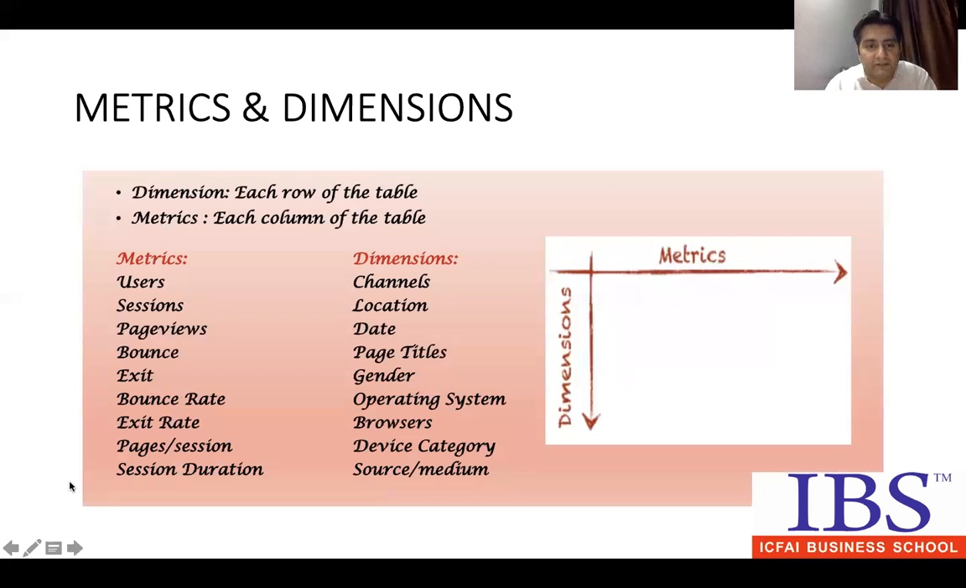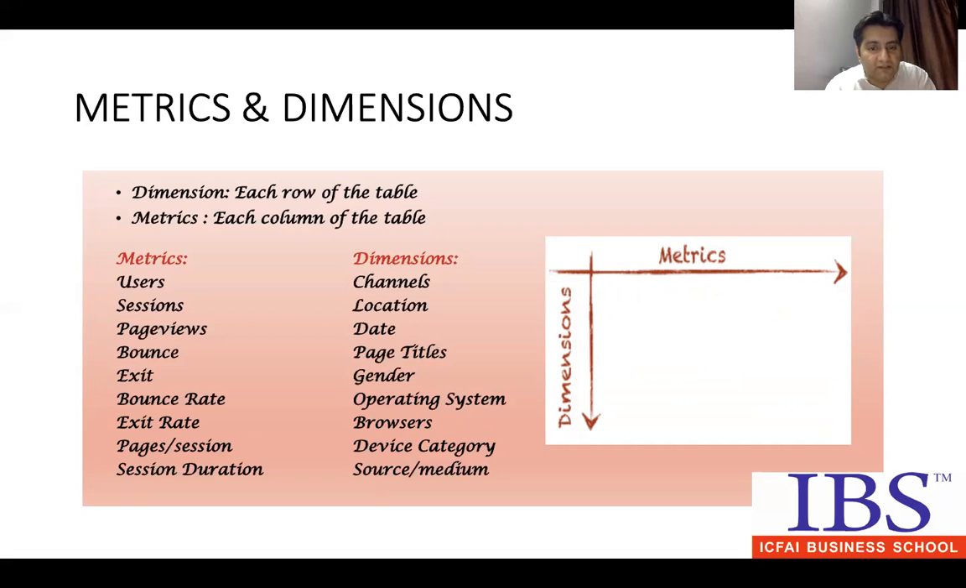And what are the various dimensions and metrics, the data segregation, we can understand in this slide. As far as metrics are concerned, for users there are males, females, age, geographical location. Then sessions: how many sessions, the frequency of page views, bounce rate, and exit, where they are exiting from. I will show you in the next slide. Then bounce rate, exit rate, pages per session, and what the session duration was.